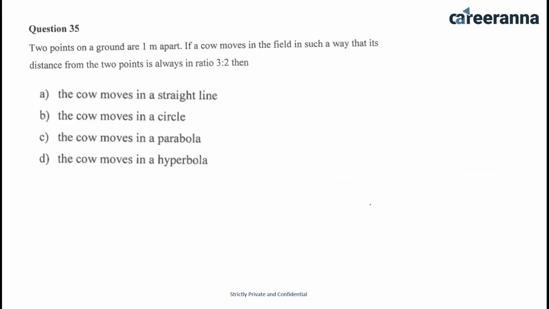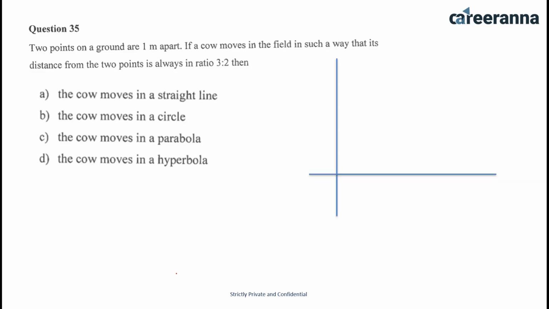The question is saying two points in a ground are 1 meter apart. If a cow moves in the field in such a way that its distance from the two points is always in the ratio 3:2, then, and four options are given to us, the cow moves in a straight line, in a circle, in a parabola, or in a hyperbola. So let's see how this question can be done. This question is from locus.